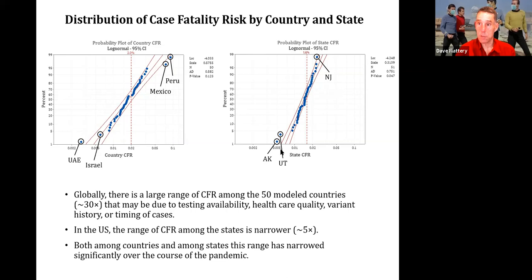So most of the states and most of the countries are distributed in a not too surprising way along a distribution. I think the thing that surprises me is the breadth of both these distributions, particularly the global one. But even in the US, that we'd have a 5x ratio of the case fatality risk among the 50 states intuitively surprised me. And these ranges, I think, as I mentioned, have narrowed significantly over the course of the pandemic, both when you look across states and when you look across nations.